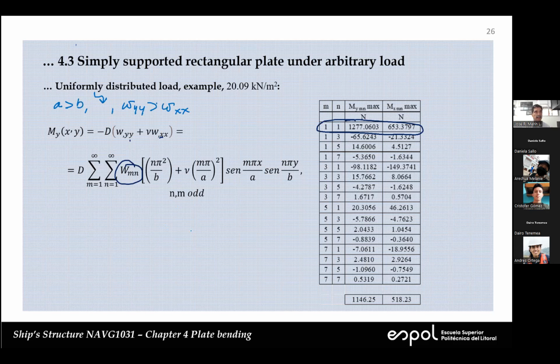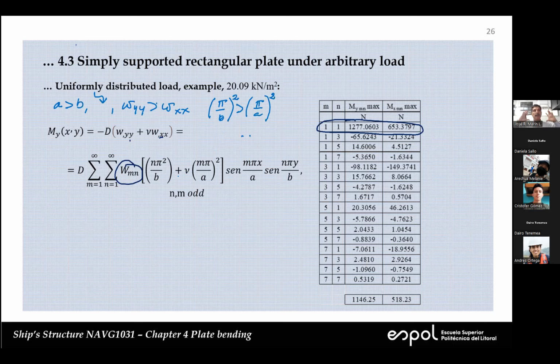Because when you differentiate, you get M pi over B. B is smaller, and this is because pi over B is larger than pi over A. When you differentiate with respect to X, you get A in the denominator. And when you differentiate with respect to Y, you get a B in the denominator. So in general, that's the case, okay?